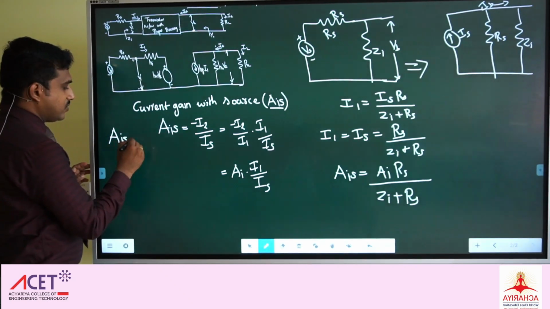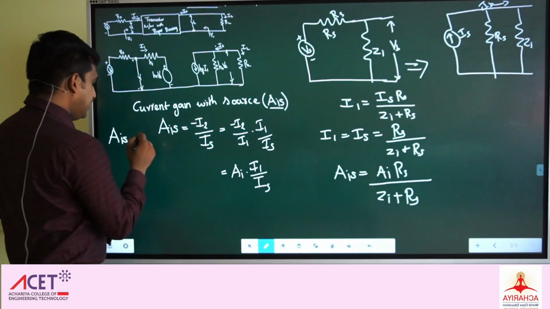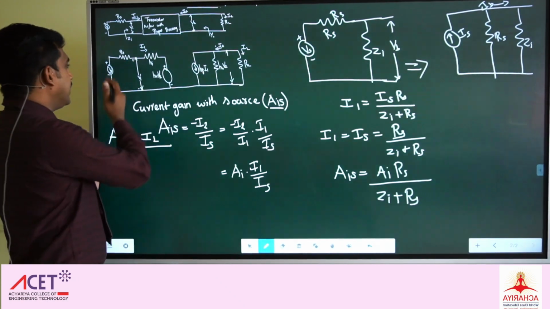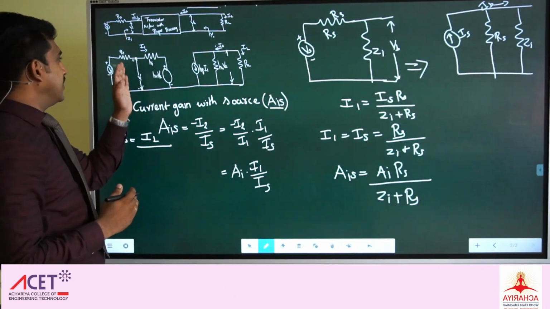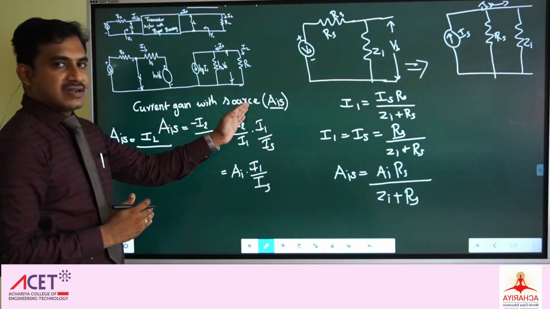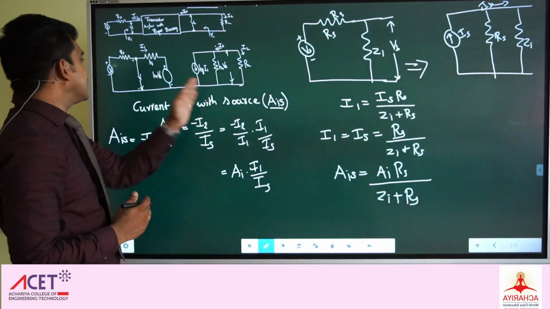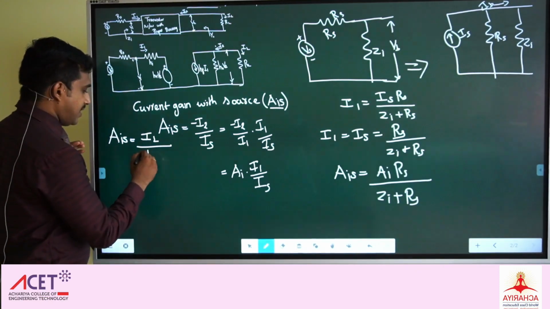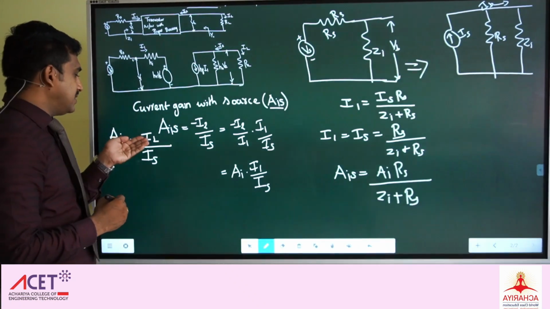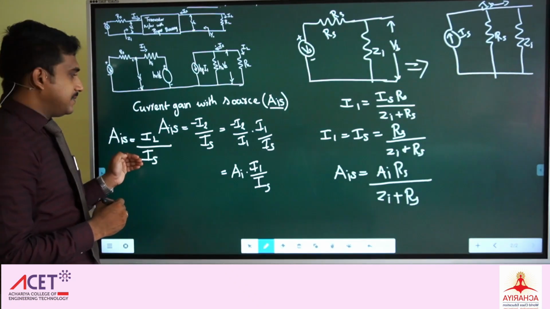AIS, current gain with source, we can write the output current IL divided by the input current. In the previous section we wrote I1, but here we are considering the source voltage also for finding the gain. That's why we are writing IS. By considering the source, the equation we are writing here is IL divided by IS.